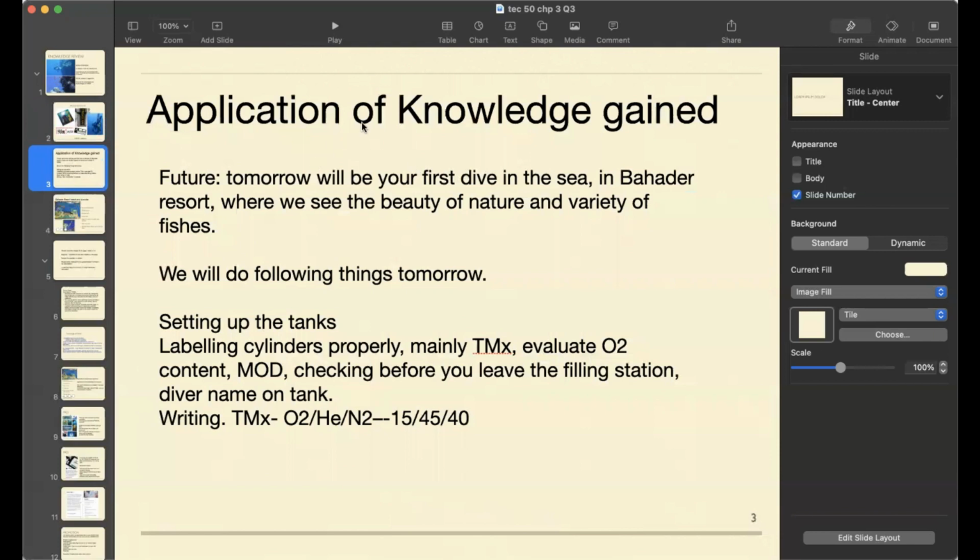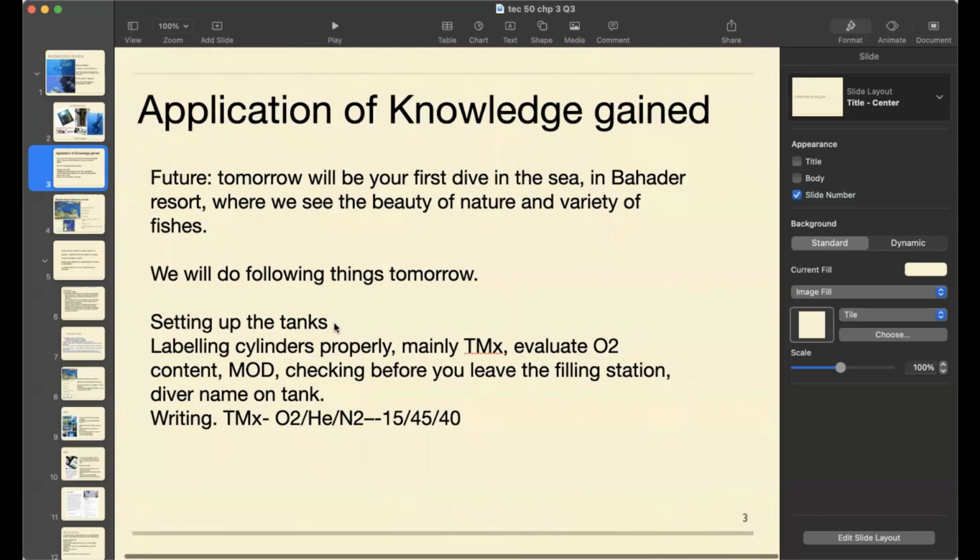Then, the application of the knowledge we gained today: we'll apply it at the Badr resort, and we'll do the following things tomorrow, like setting up the tanks and labeling the tank cylinder properly, mainly the trimix. You need to write TMX, that's short for trimix, and you need to evaluate your oxygen content and maximum operating depth. You have to check before you leave the filling station.